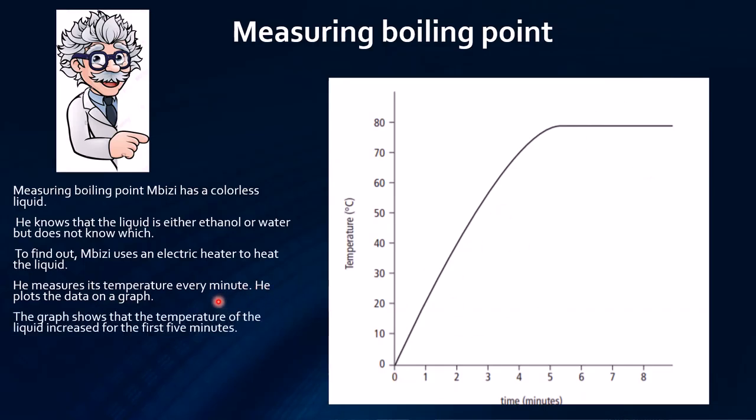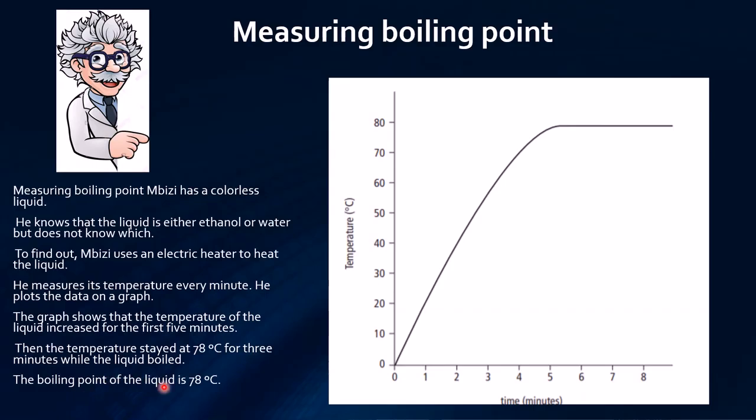The graph shows the temperature of the liquid increasing for the first 5 minutes. As you can see, it's increasing till 5 minutes. Then the temperature stayed at 78 degrees Celsius for 3 minutes while the liquid boiled. The boiling point for the liquid is 78 degrees Celsius.